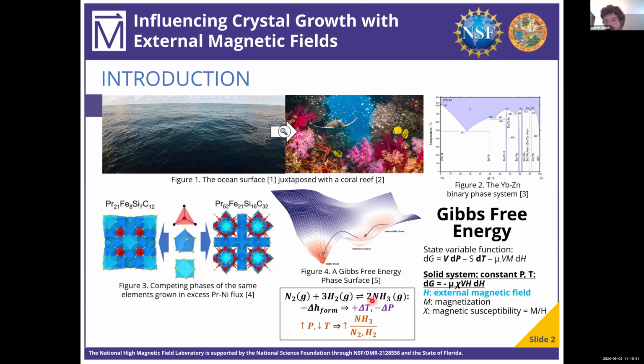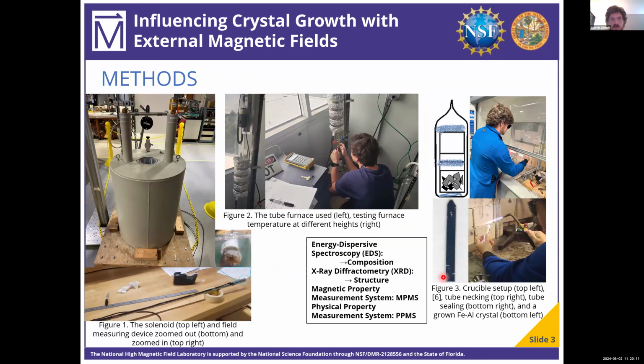And similarly, in a solid phase where we can't really manipulate pressure, we can, however, manipulate something like external magnetic field to favor phases. And this is important because some phases may have more desirable magnetic or electric properties than other ones. And this leads us to what we attempt to do, which is to use this magnet system and integrate it with the furnace system in order to influence growth one way.